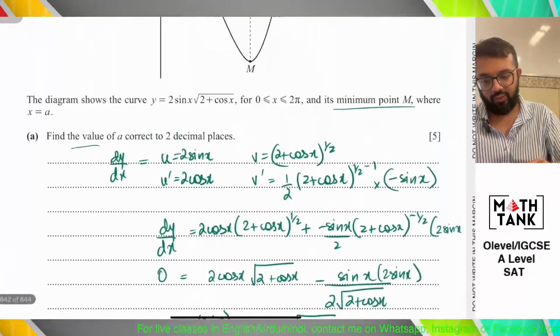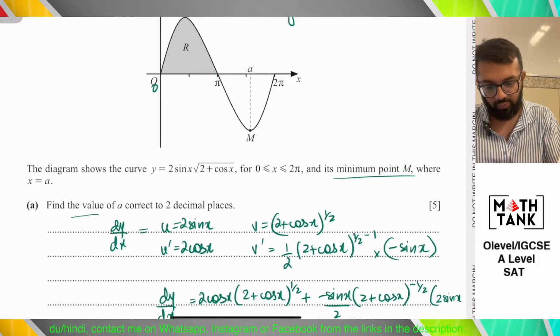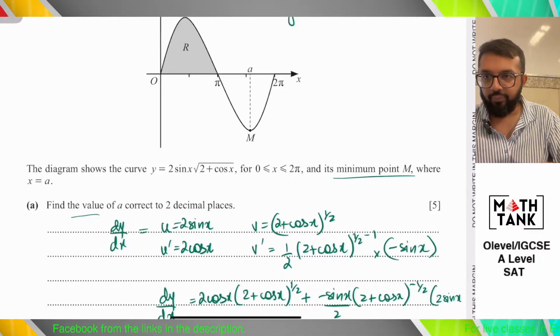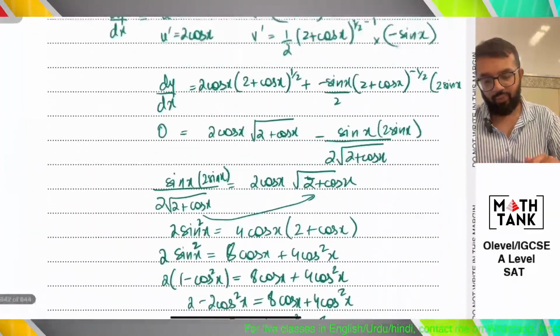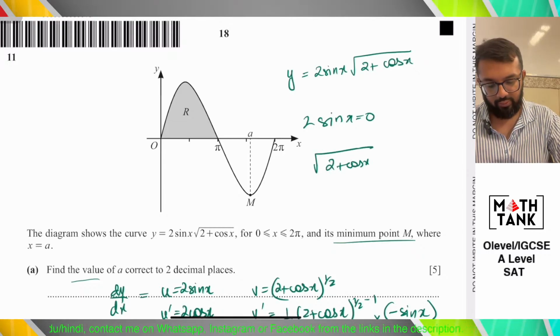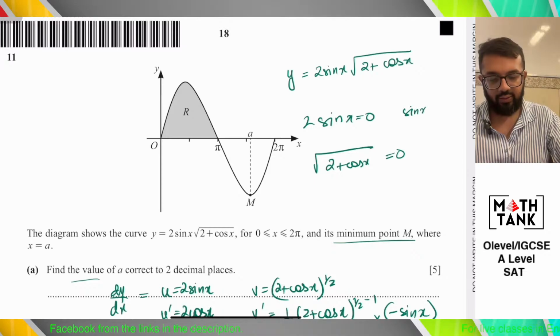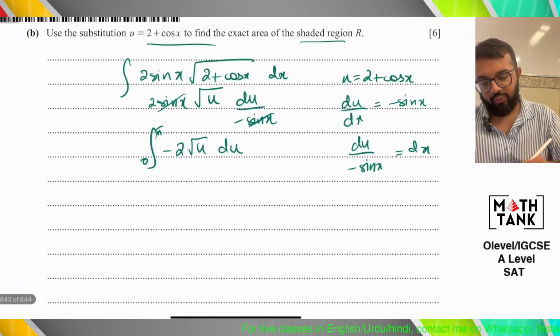But I don't have the limits. The limits have to be 0, and I don't know if this is strictly pi. Yeah, that should be pi. I just want to be absolutely sure, so I'm going to check if this is exactly pi. Sin x is 0 at 0 and pi. Yeah, so it is pi. 0 to pi were the initial limits.